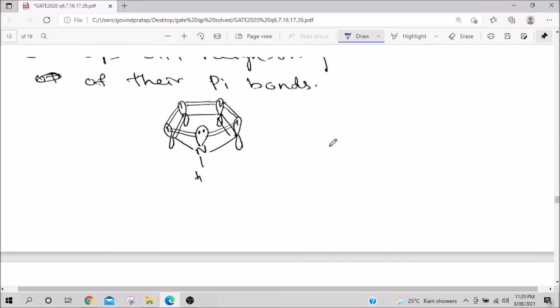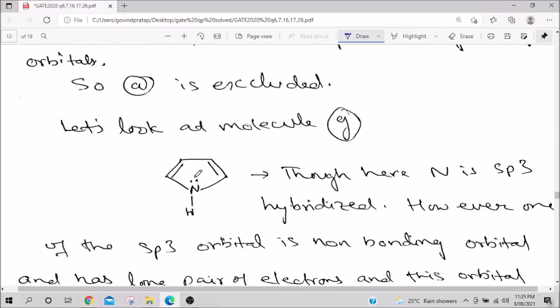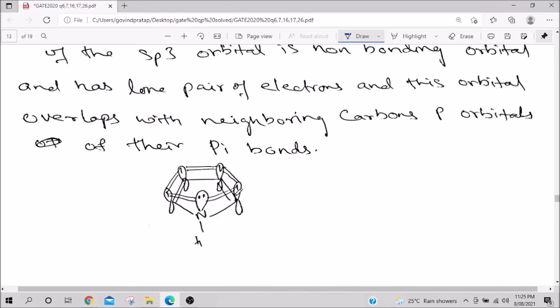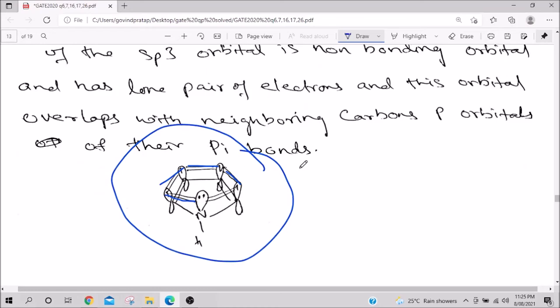Let us look at G. So G, what happens? This nitrogen is not sp2 hybridized, it is sp3 hybridized. It has a lone pair in an sp3 hybridized orbital, but this overlaps. You can see here this is overlapping with this p orbital, p orbital, p orbital, p orbital, and therefore this whole system is conjugated.